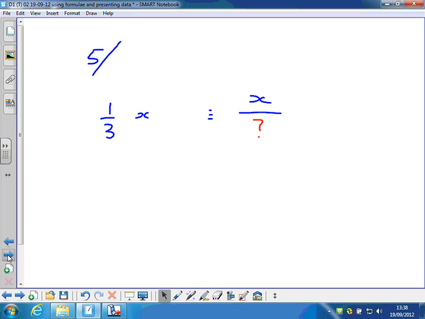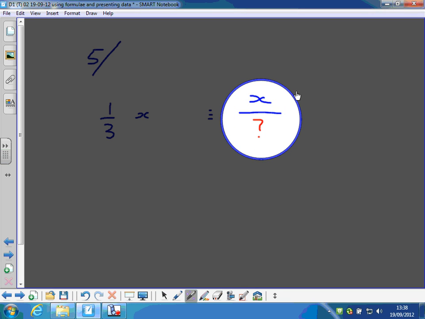Number 5. Somebody on the back row, what's the missing number? 3. That's what we talked about last week, weren't we? Finding a third of x is the same as x divided by 3. So this means x divided by 3.